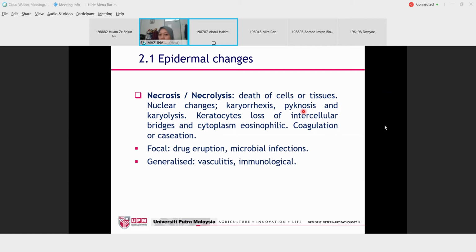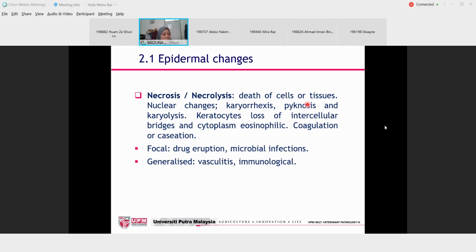Nuclear fading, or it is lost. You cannot see the nuclei anymore. Okay, all right, very good. So you can recall. All right. So keratocytes, usually the connection between keratocytes are usually lost. So you see the intercellular bridges are not obvious anymore. And then the cytoplasm also appears very reddish or eosinophilic. And then usually necrosis tends to occur in a cluster or focal, so it can appear either coagulated or caseated.